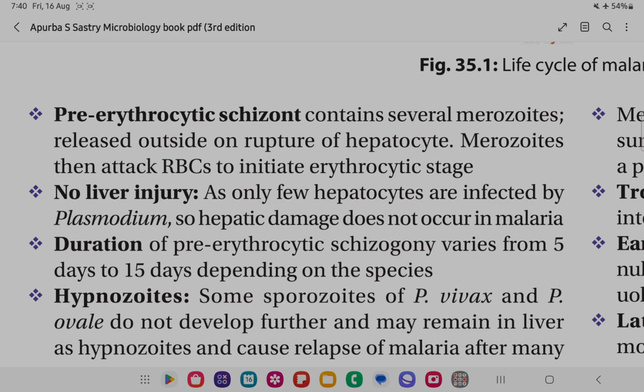There is no liver injury, as only a few hepatocytes are infected by Plasmodium. So hepatic damage does not occur in malaria. This is a very important point. Now, the duration of the pre-erythrocytic schizogony varies from 5 days to 15 days depending on the species.